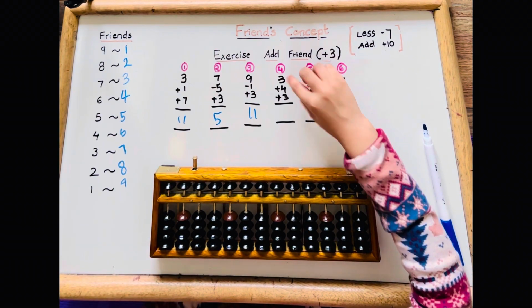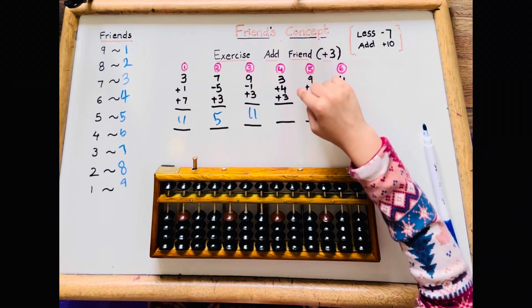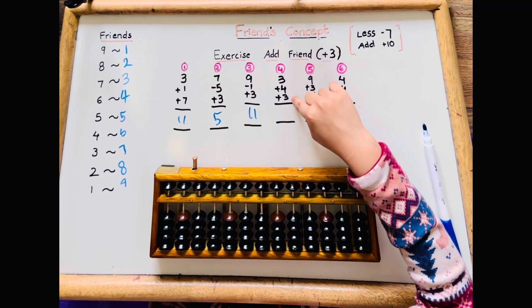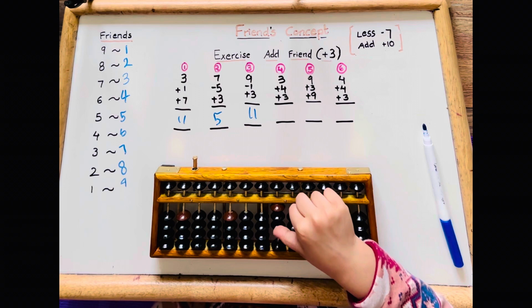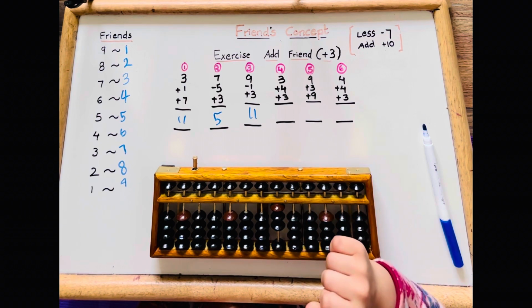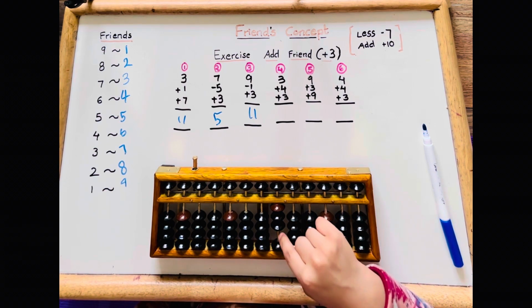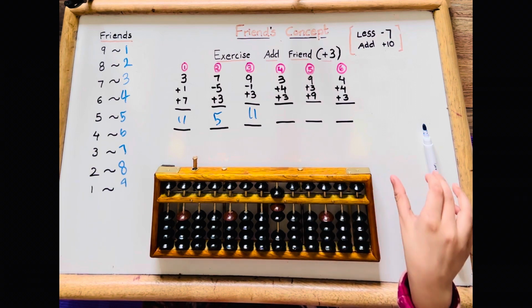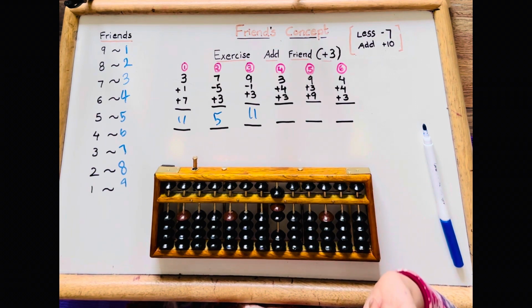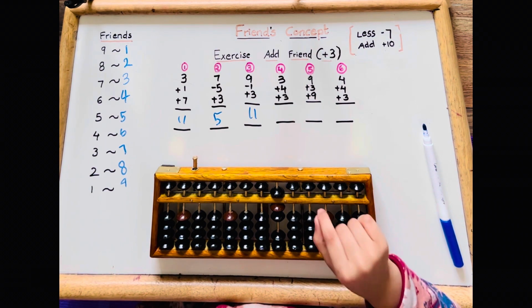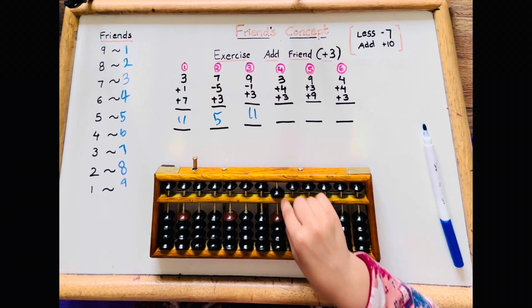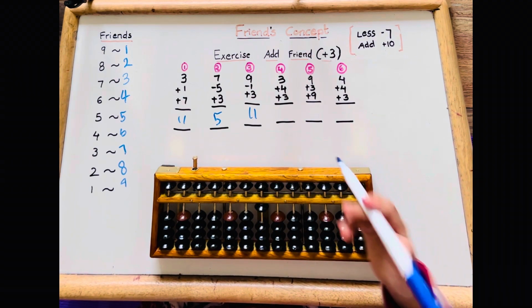Let's do fourth sum. Three plus four plus three. Three plus four, there's no plus four, so minus one, add five. Then there's no plus three, so minus seven, add ten. The answer is ten.